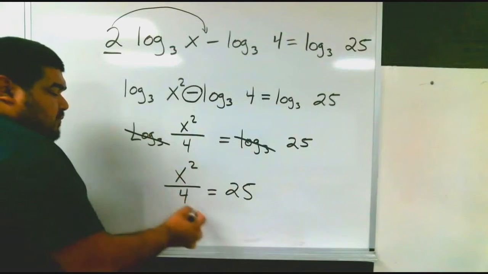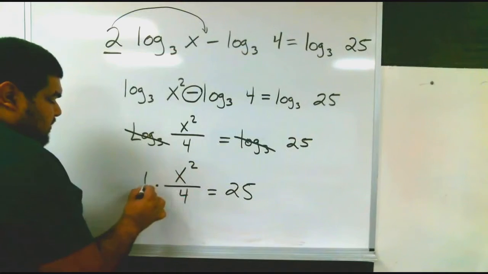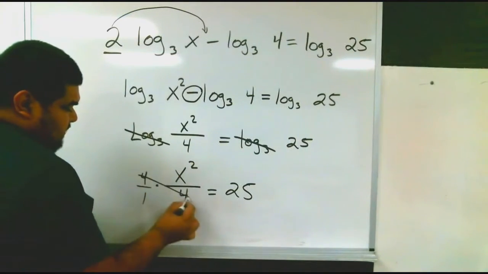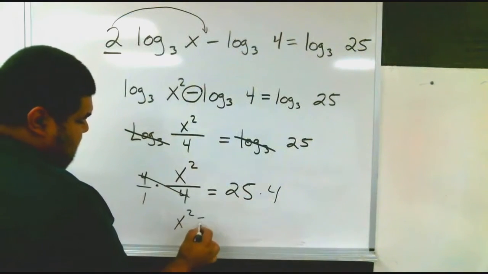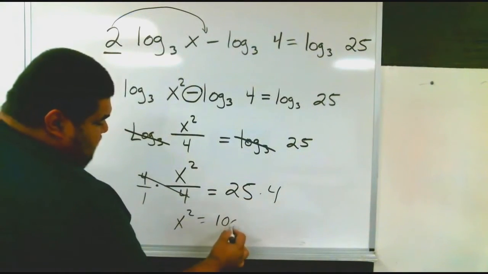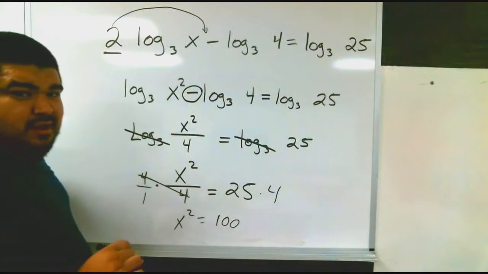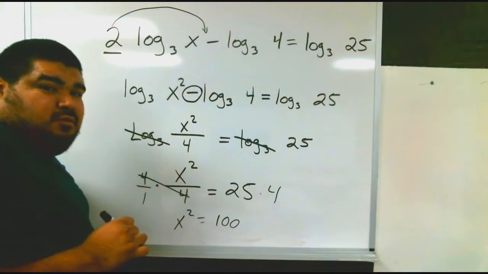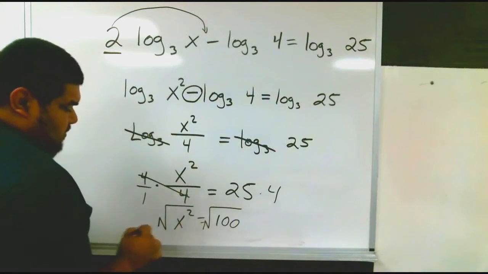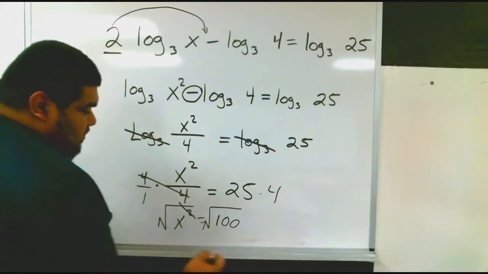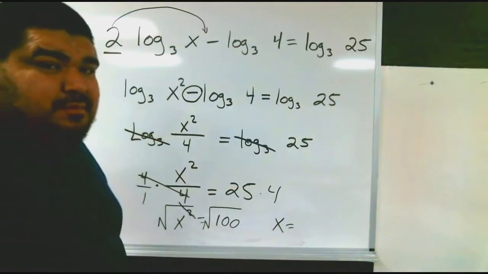Now we can actually solve this problem. It looks like an actual problem. So the opposite of division is multiplication. This cancels out. Times 4 over here. We're left with x squared equals 25 times 4, which is 100. And then finally, in order to get rid of that square, the opposite of a square is a square root. So the square root cancels out the square. So we'll have x equals the square root of 100, which is a perfect square.